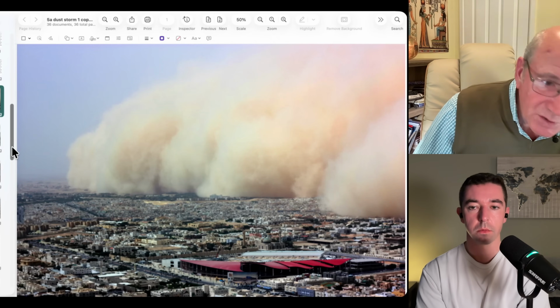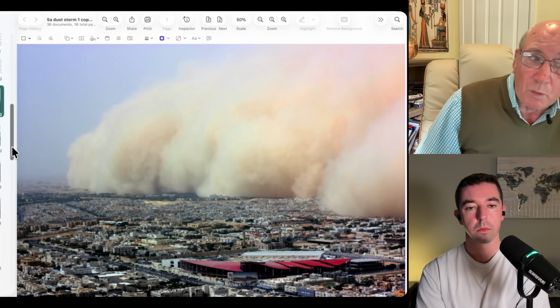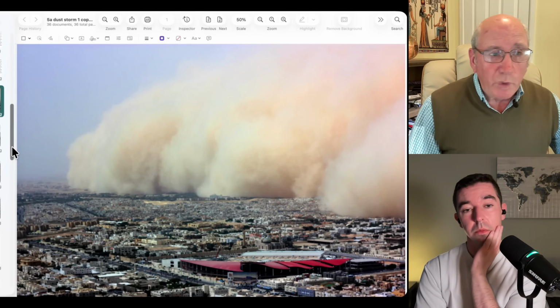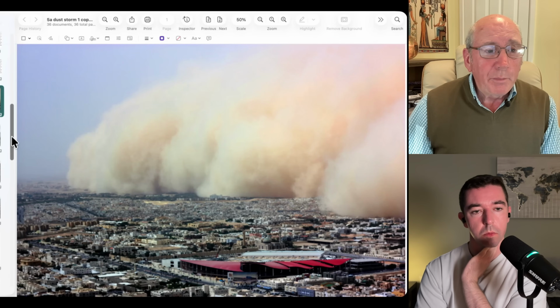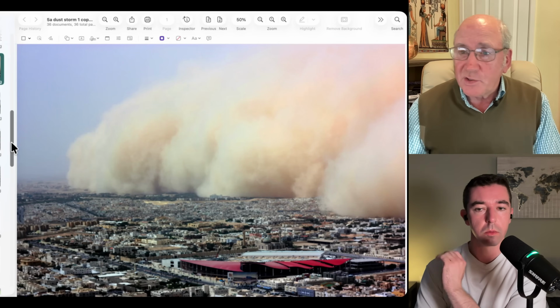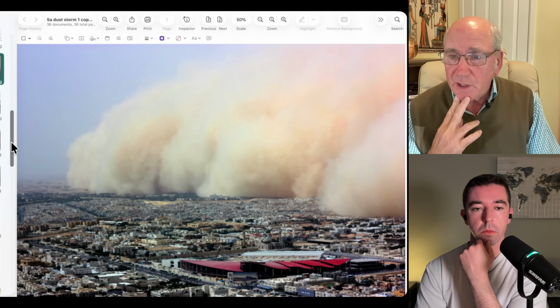And this is a dust storm. Dust storms can travel a long, long way. We know where this dust came from because it's been isotopically analyzed and linked to the Gobi Desert.